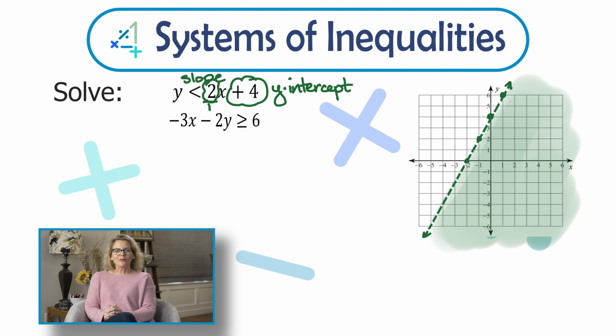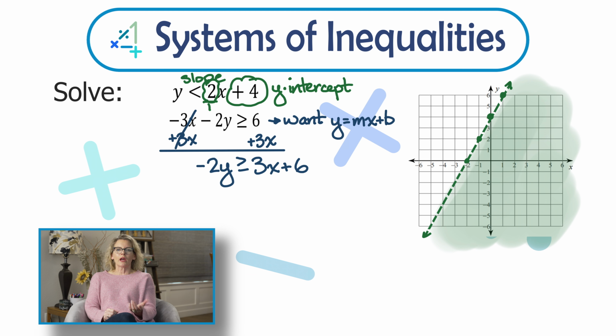To graph negative 3x minus 2y is greater than or equal to 6, my preference is to get it into the useful form of y equals mx plus b, so I will solve for y. First, I'll move the negative 3x over by adding to both sides. We get negative 2y is greater than or equal to 3x plus 6. Notice that I put that 3x first because that's the pretty form that I want.